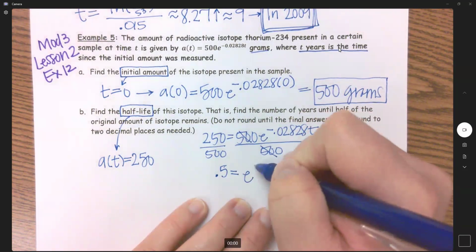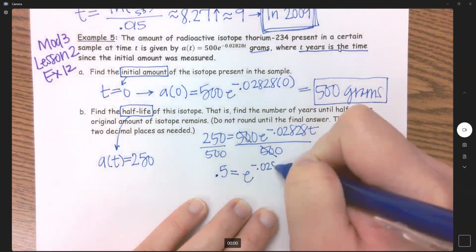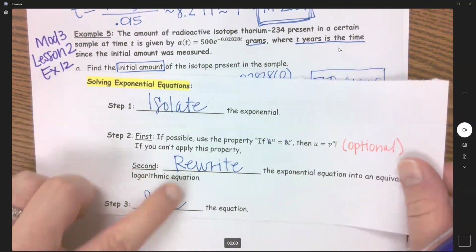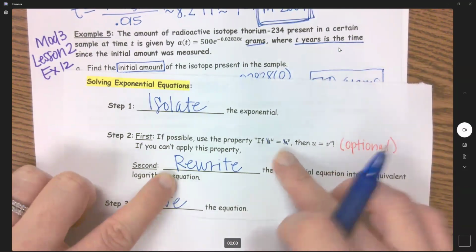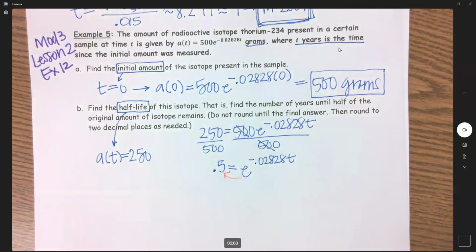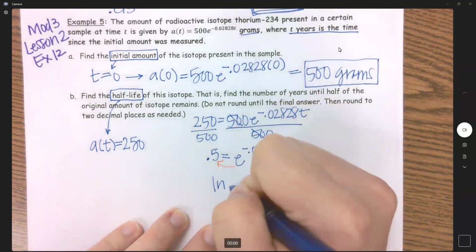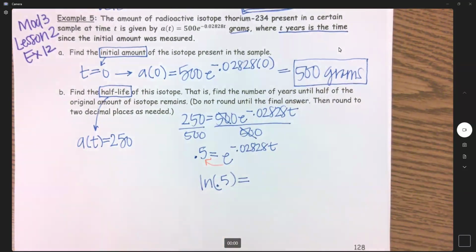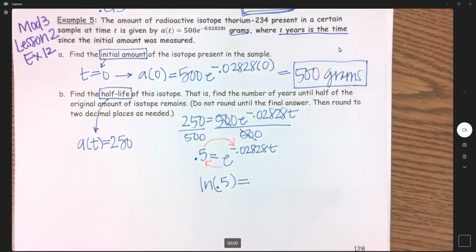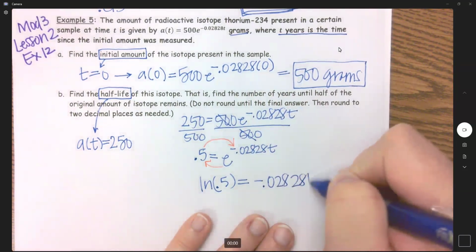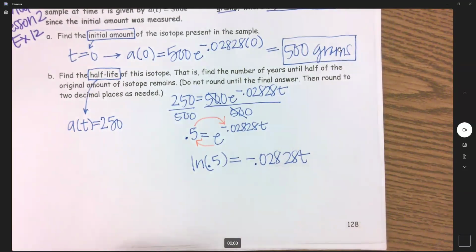So we have 0.5 equals e to the negative 0.02828t. Once we have isolated that exponential, now we will rewrite. I can't use the same-base property with an exponential with the base of e, so we will go to the other side of the equals, which is natural log of 0.5 equals whatever is left, my exponent, negative 0.02828t. And then my last step would be to divide that over.